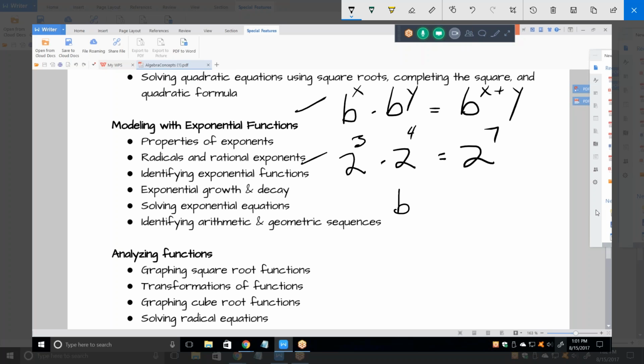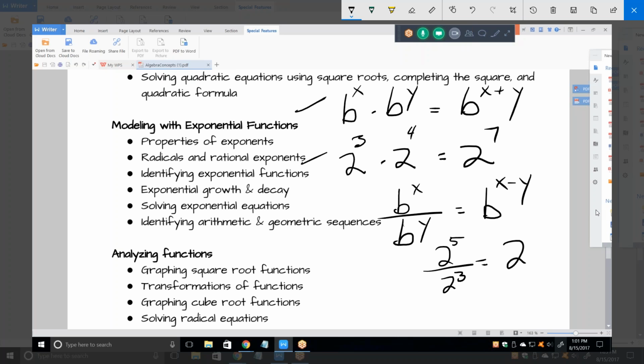Now, let's look at this situation. There's really only 3 rules. What's that going to be equal to? B, and then x minus y. Okay, good. An example of that might be 2 to the fifth divided by 2 to the third equals what? 2 to the 2nd. Okay. That's rule number 2. Okay, this is rule number 1. That's rule number 2. And there's really only one more that's really important.